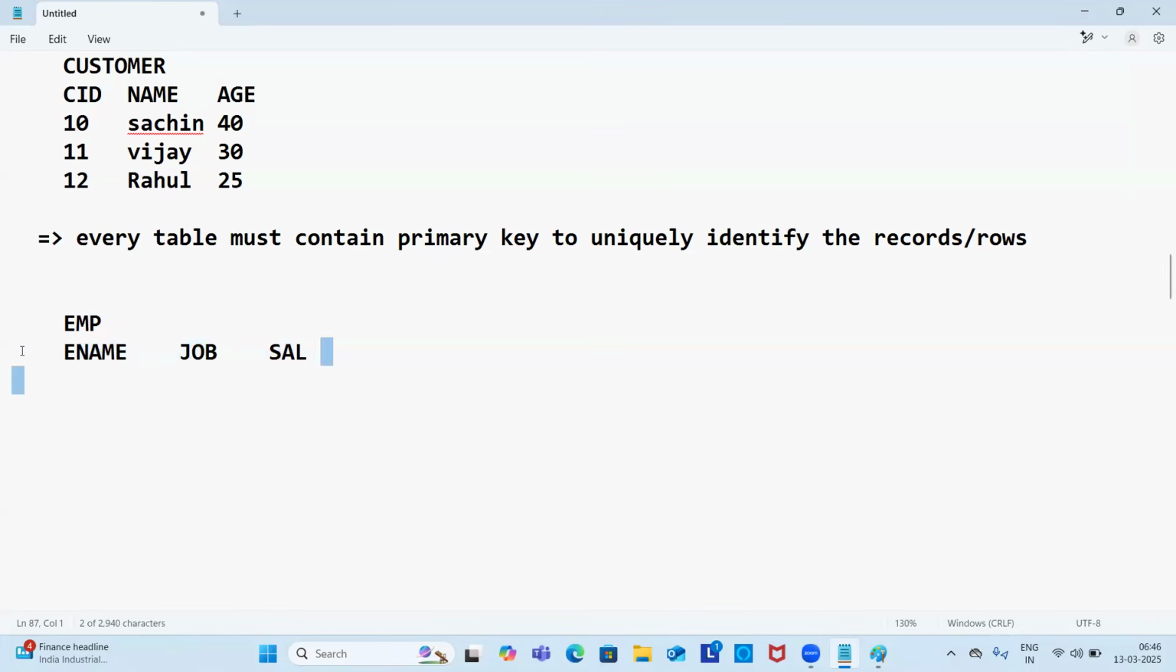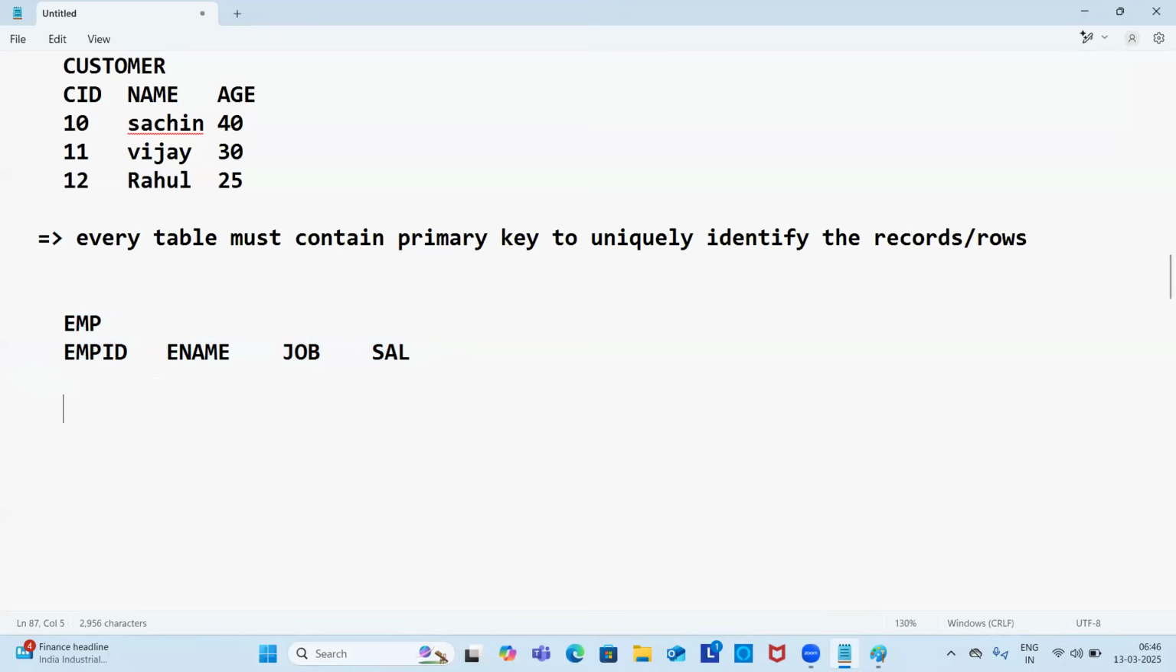But if you store like this, what is the problem? Uniquely identifying employees is difficult, because there may be a number of employees with the same name. There may be a number of employees with the same job, the same salary. Names can be the same, jobs can be the same, salary can be the same. So uniquely identifying employees is difficult. That is the reason every organization uses what? Employee ID.